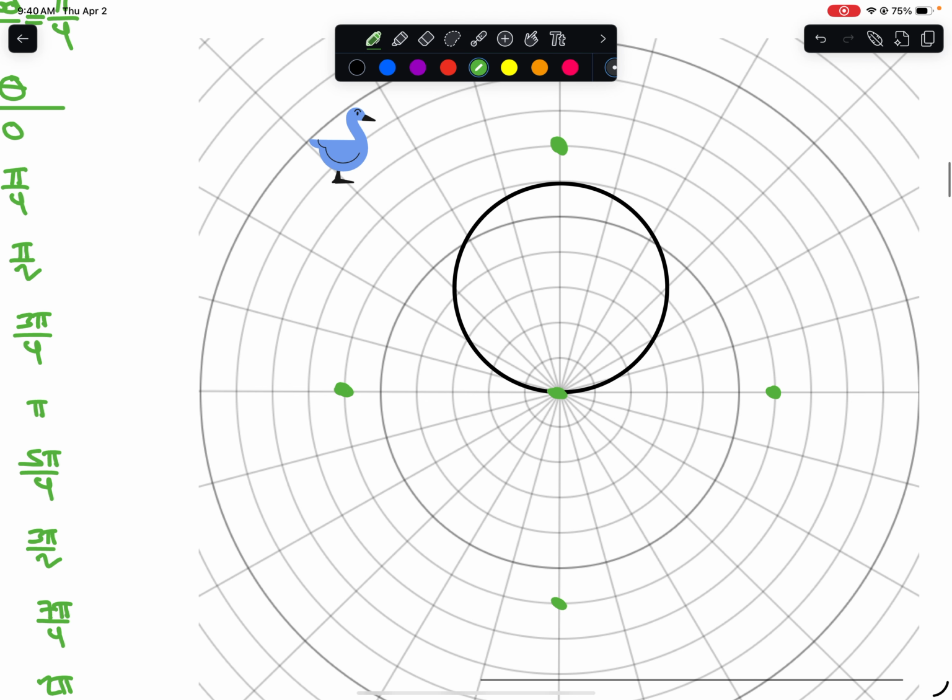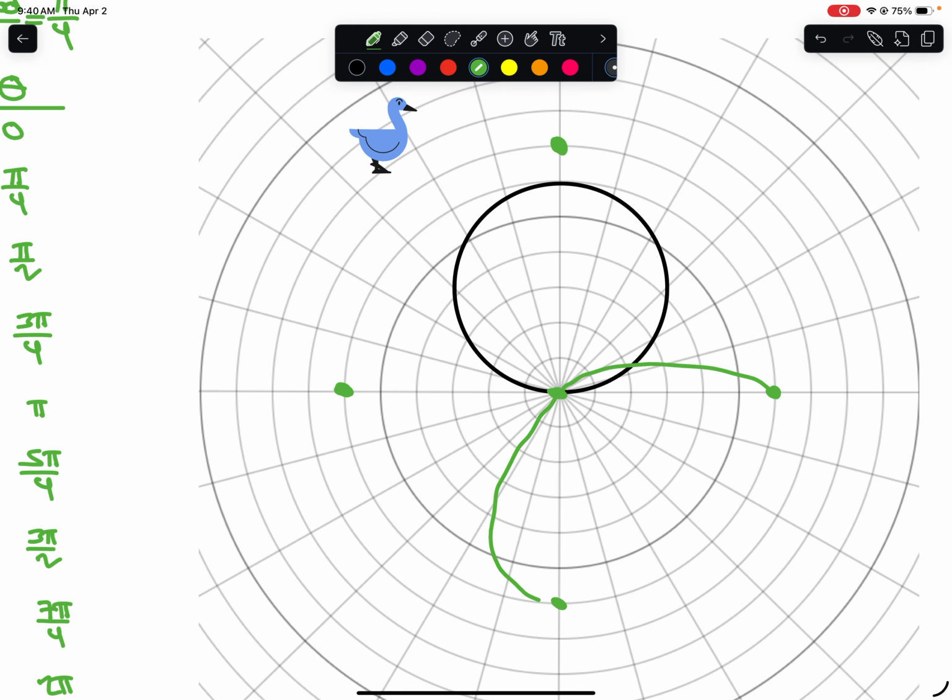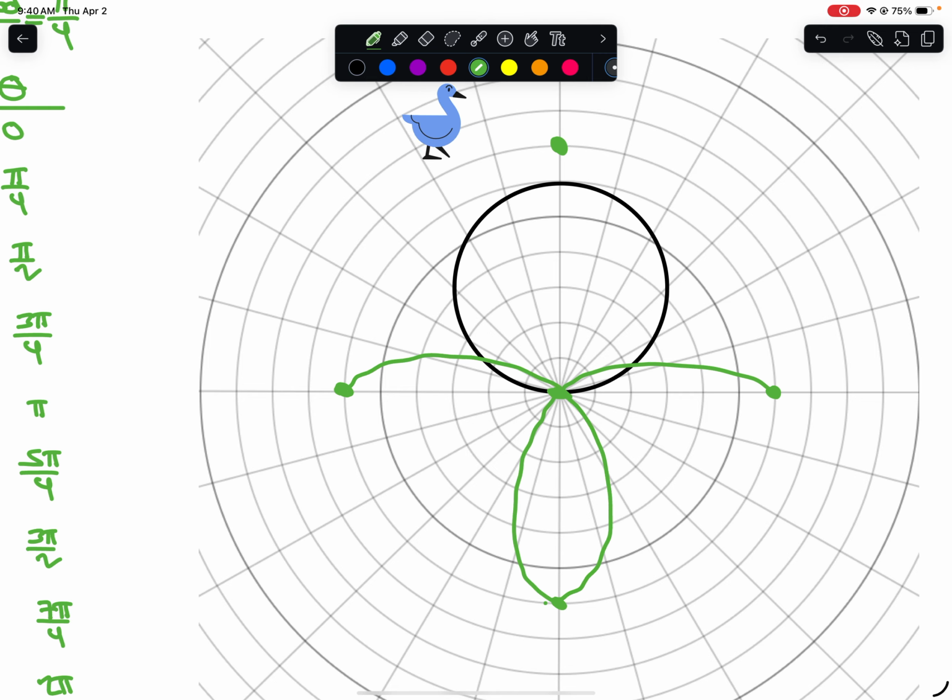So I'm going to attempt, nope, nope. Oh no, that's not good. Well, like I said before, I'm drawing these by hand. It's not going to be perfect by any means.